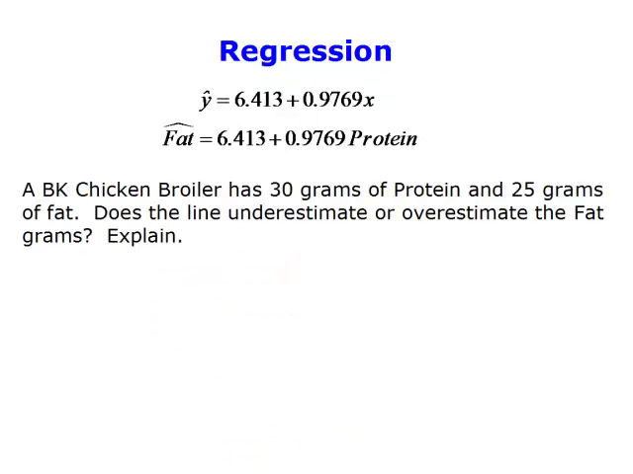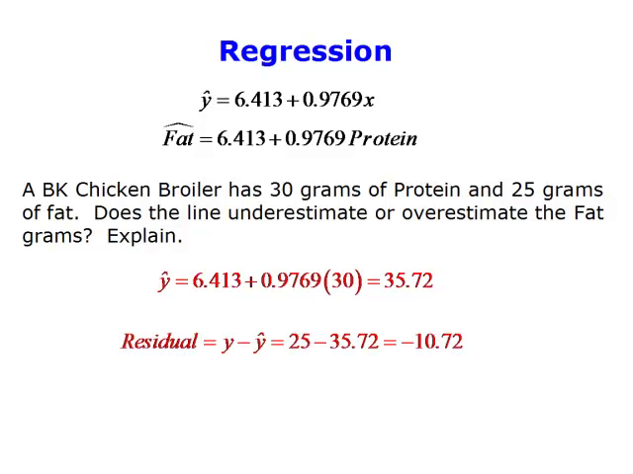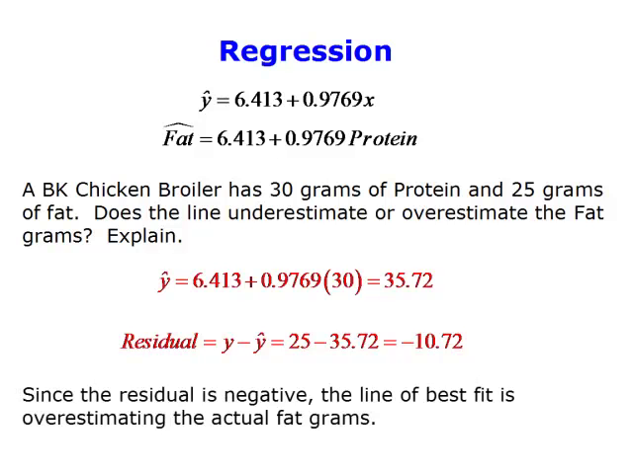BK chicken broiler has 30 grams of protein and 25 grams of fat. Does the line underestimate or overestimate the fat grams? Explain. What we need to do is find y and y hat. We're given the y value, which is 25 grams of fat. To find the y hat, we need to plug in 30 for x. Solving, we get 35.72. We know the formula for residual is y minus y hat, so 25 minus 35.72 is equal to negative 10.72. Since the residual is negative, the line of best fit is overestimating the actual fat grams.